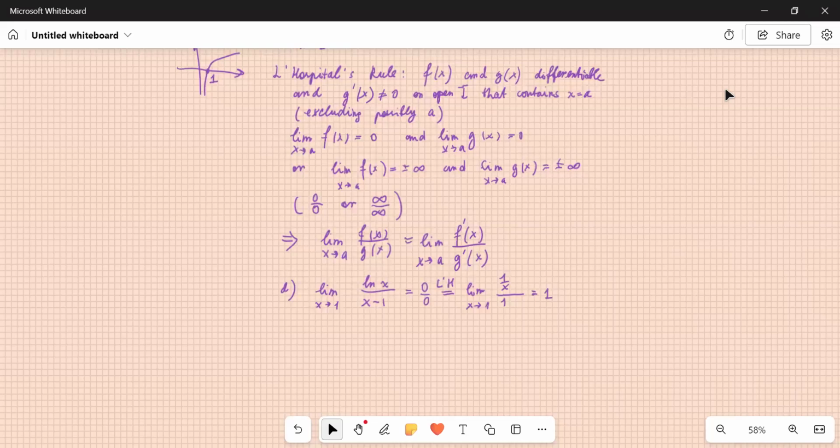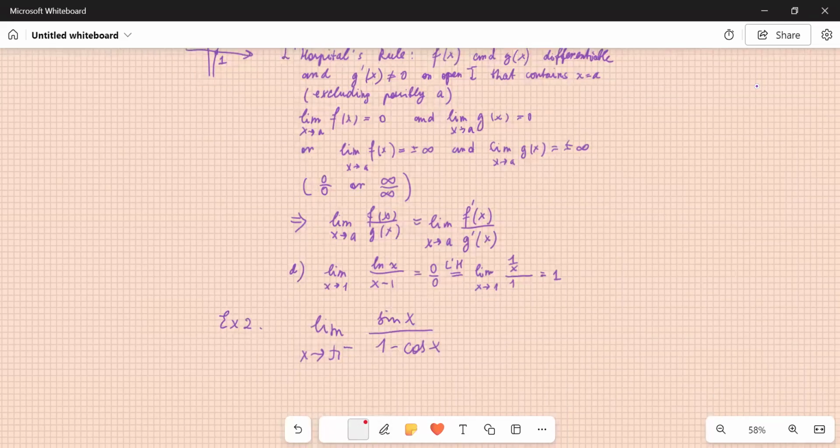Okay, let's consider another example. I'm going to label it as example 2. This was example 1. Let's consider a limit of sine of x over 1 minus cosine of x as x approaches pi from the left. See the little minus over here, that's approaching from the left.